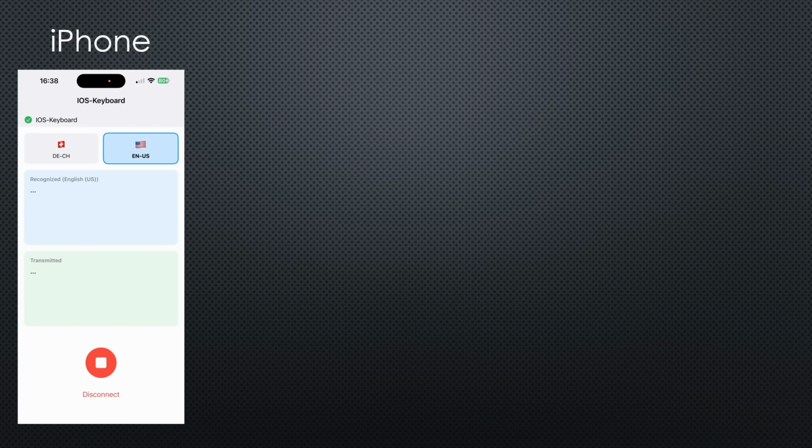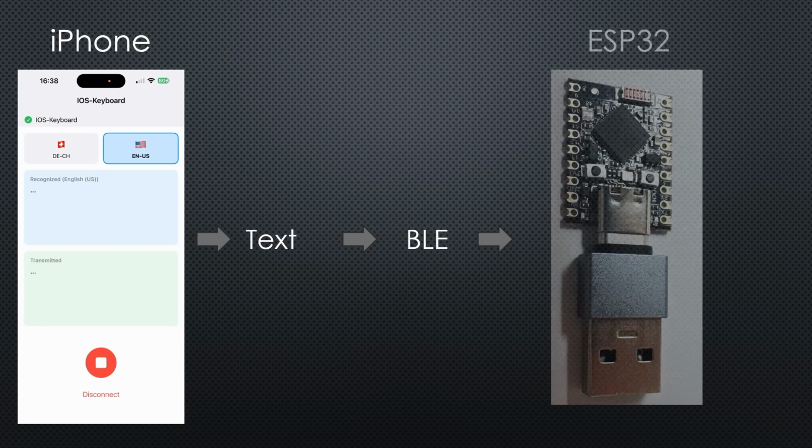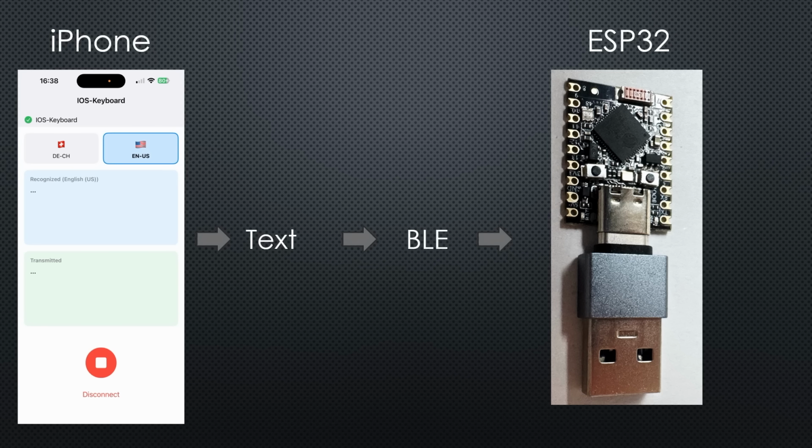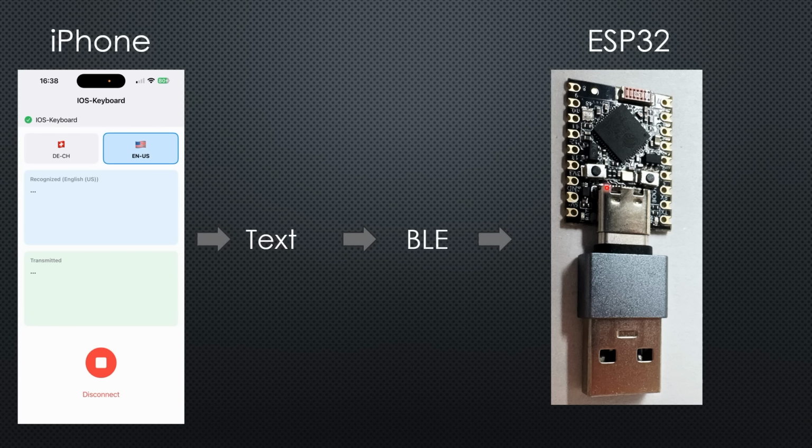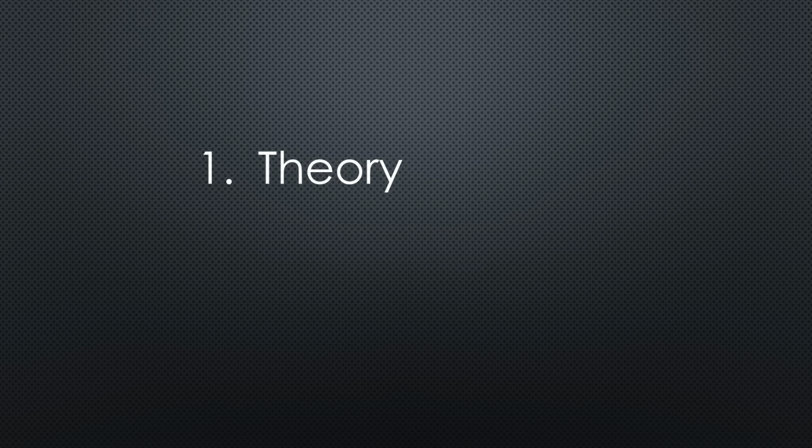The idea is simple. The smartphone converts speech into text, the text is sent over BLE to an ESP32, and the ESP32 pretends to be a USB keyboard and types the text into the computer. This means speech input for any application in multiple languages. Today we will build the ESP32 part of this system and test it. First a bit of theory, and then I will show you what actually happens in the terminal. To save you time, I will speed up the boring parts.